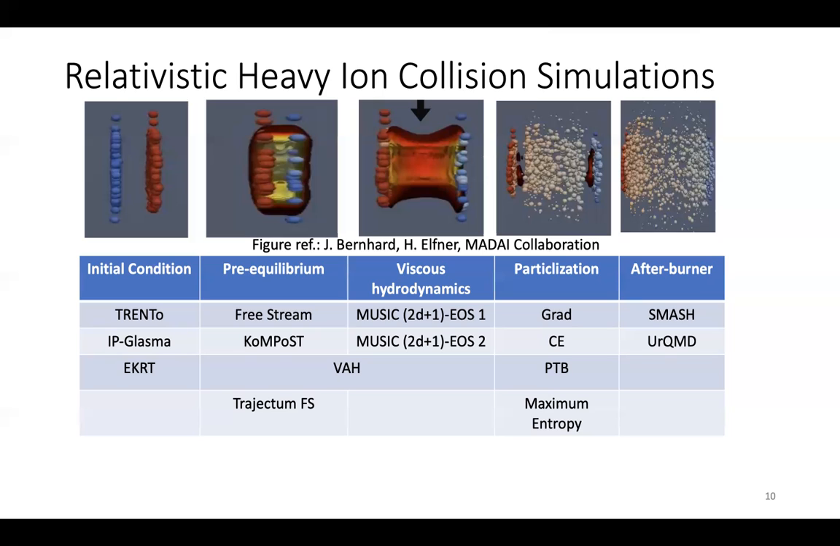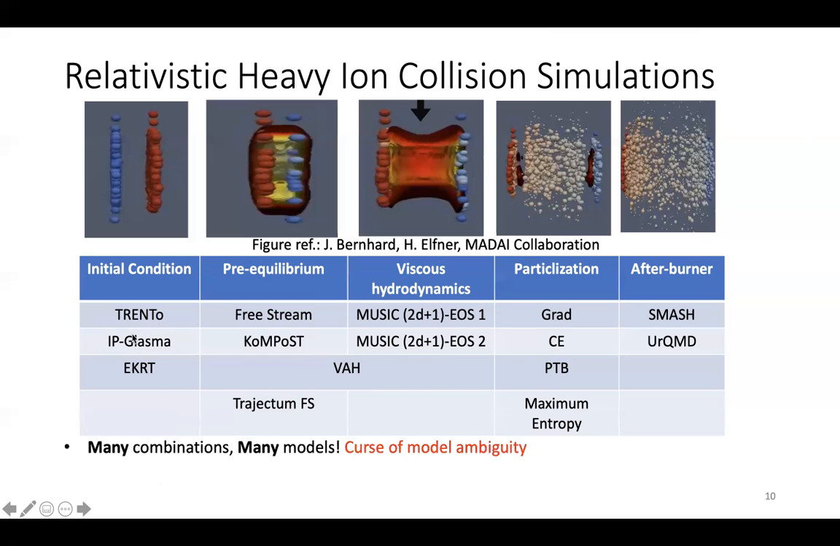Then after that we have the particles, and we have the afterburner stage, where we evolve these hadrons using a hadron transport code until they are detected. And here in this table I have listed a few subset of models that are out there that we can use to model each stage of this dynamical evolution.